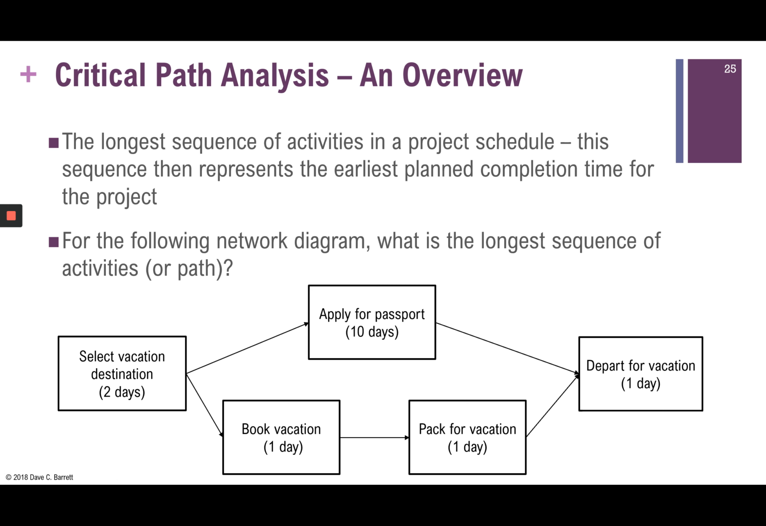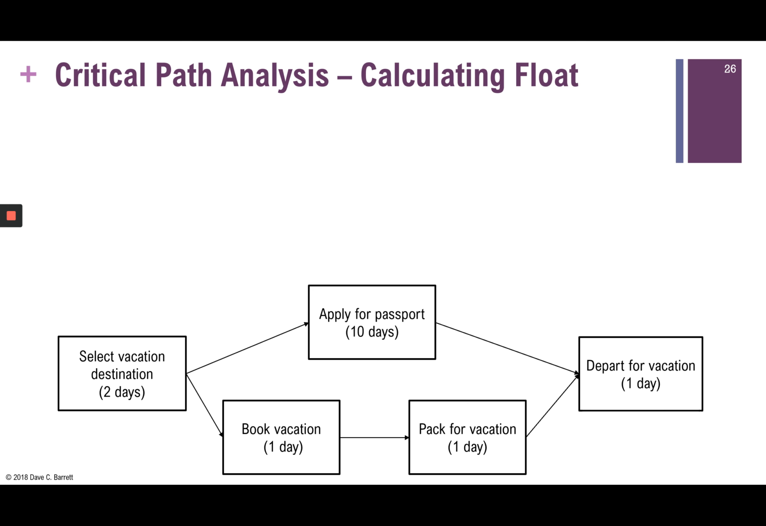If we add up the duration of each, the first one has 13 days. The second one has 1, 2, 3, 4, 5 days. So the longest series of activities is the one that goes along the top: select vacation, apply, depart. It is therefore the critical path, and it defines the earliest planned completion date, which is 13 days. So it's useful on projects. Now, this is a fairly simple network diagram and project. We probably could have seen that, it would have been kind of apparent anyways. But on larger projects, this becomes more important.